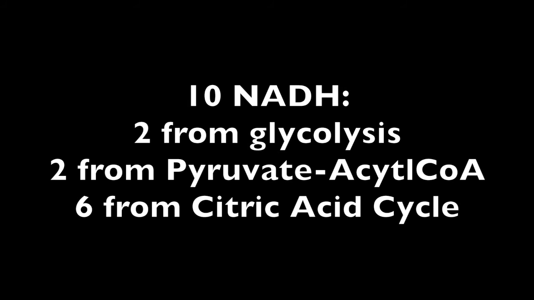ATP synthesis is not an energetically favorable reaction. Energy is needed in order for it to occur. The energy is derived from the oxidation of NADH and FADH2 by the 4 protein complexes of the electron transport chain. The 10 NADH that enter the electron transport chain originate from each of the earlier processes of respiration: 2 from glycolysis, 2 from the transformation of pyruvate into acetyl-CoA, and 6 from the citric acid cycle. The 2 FADH2 originate in the citric acid cycle.